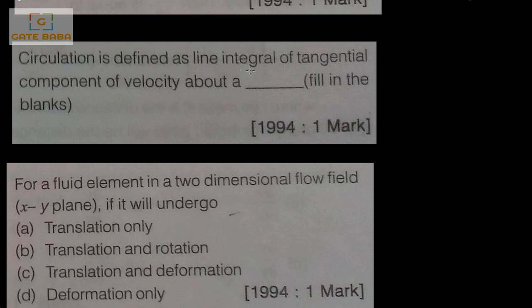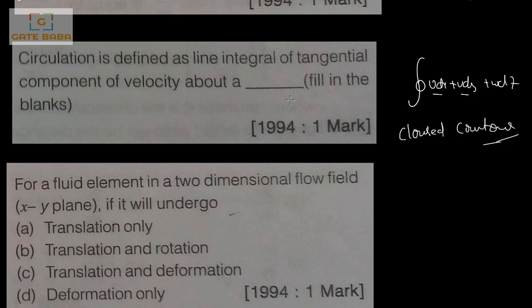Circulation is defined as a line integral. So what is the circulation formula? Line integral u dx plus v dy plus w dz. So what does the circle mean? It is a closed contour. So we have to integrate this in a closed contour, in a closed curve. Okay, the answer is closed contour.